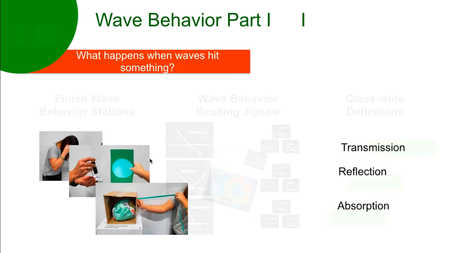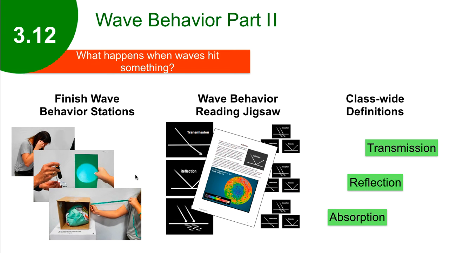Lesson 12 is part 2 of that same set of stations. Students are going to finish up with the stations, do a jigsaw of reading materials on these 3 different types of wave behaviors, where they become an expert on one topic, and then get together to share their knowledge with 2 other experts on different behaviors. They then come together to create a class-wide definition of each of these 3 processes.